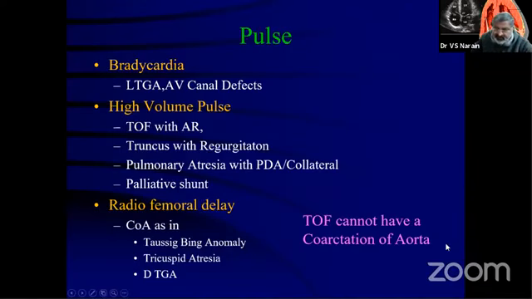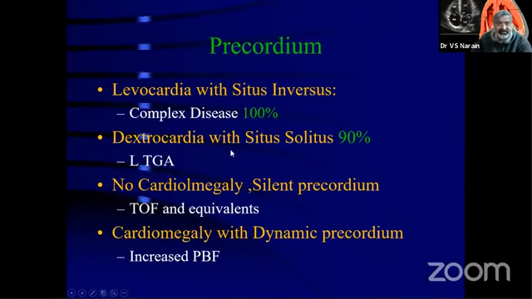Always remember that if there is tetralogy of Fallot, then you cannot have coarctation with tetralogy. Why? Because coarctation can only occur if there is reduced flow into the aorta. And in tetralogy, you always have increased blood going into the aorta, and therefore you cannot have coarctation, because unless you have reduced flow, you will not get coarct. So TOF and coarctation do not coexist.